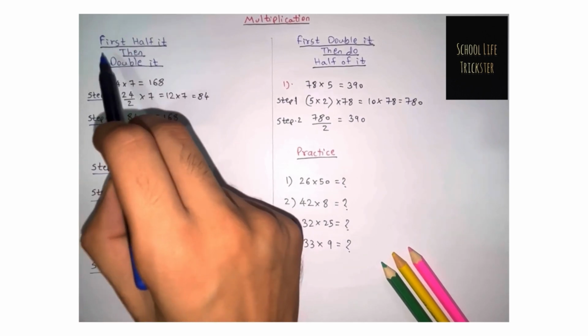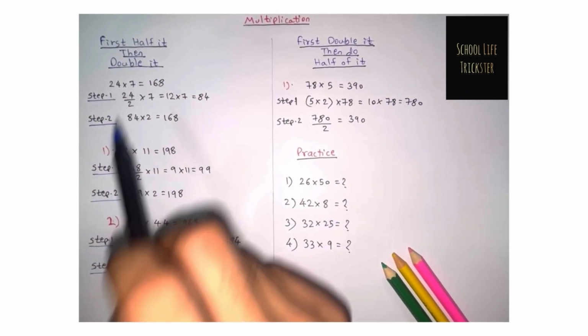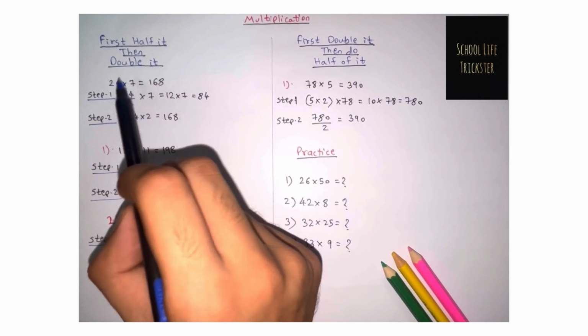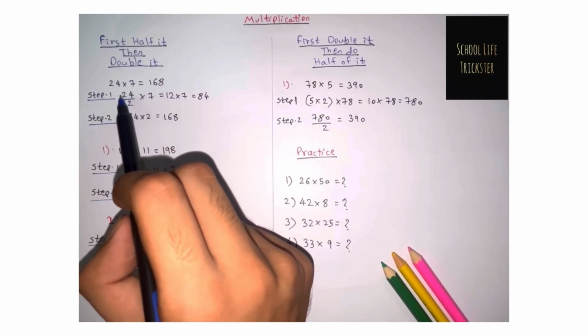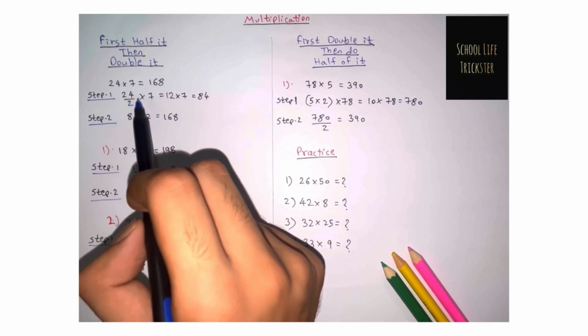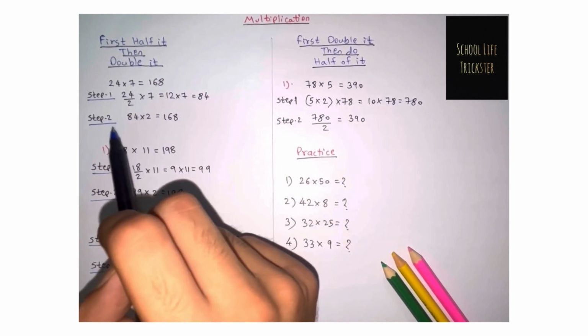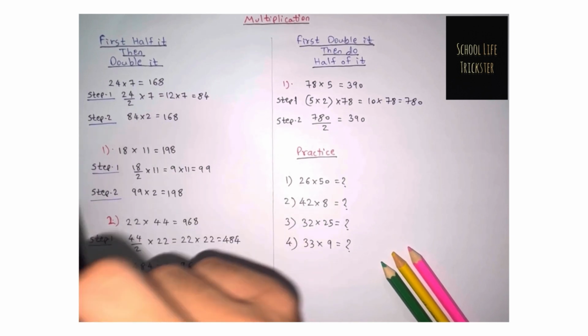Multiplication. First half it, then double it. 24 into 7 equal to 168. 24 is an even number, so we can divide it by 2. Therefore 24 divided by 2 into 7 equal to 12 into 7, that is 84. Now double this number. 84 into 2 equal to 168.